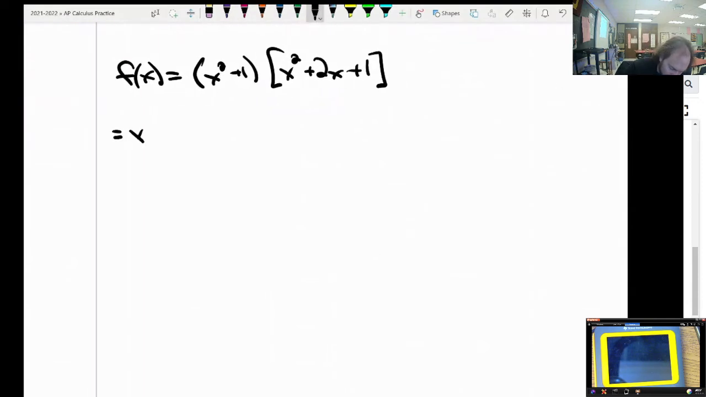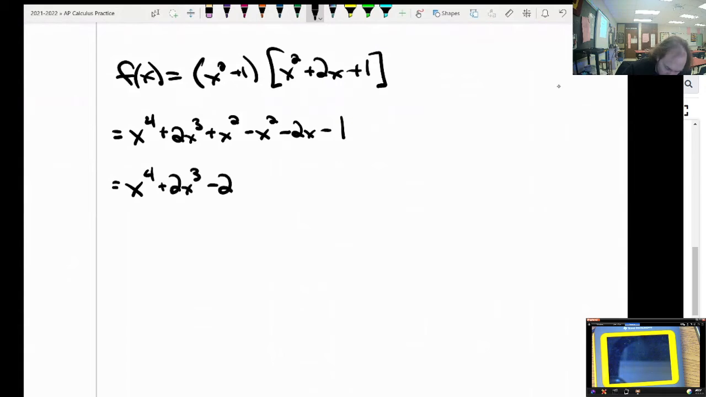We're going to have an x to the third. We're going to have a plus 2x. Is that x to the fourth? I guess it's x to the fourth power. Plus a 2x to the third plus an x squared minus an x squared minus a 2x minus a 1. So this is all going to be x to the fourth power plus 2x to the third minus 2x minus 1, which is going to make the rest of the work in this problem relatively easy to do.